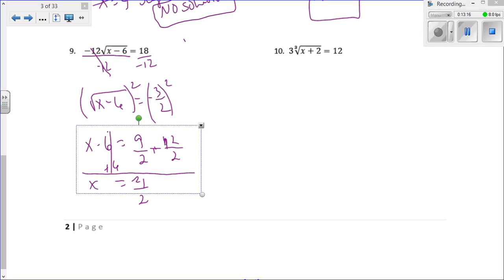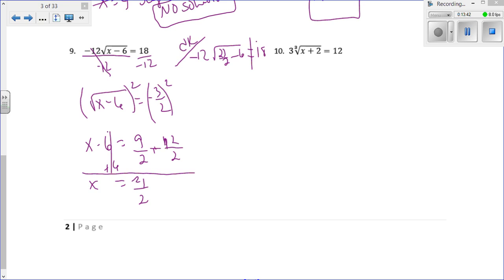Alright, for our check here, it'll be negative 12 times the square root of 21 halves minus 6 equals 18. And I can tell that no matter what I do, this isn't going to work, because there's no way I'm going to get a negative when I simplify my radical. And without another negative, this will not work out. So we're going to reject this answer and say there's no solution.